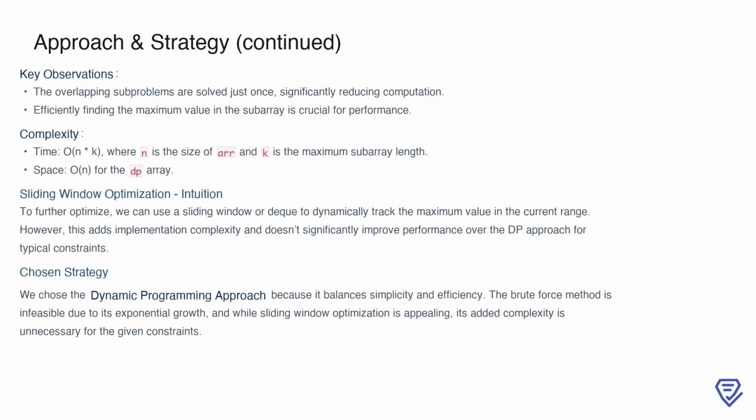In terms of complexity, the time complexity is O(n * k), where n is the size of the input array and k is the maximum length of the subarray. This is because we iterate through the array and consider up to k subarray lengths at each step. The space complexity is O(n), as we only need to maintain the dp array to store the solutions to subproblems.